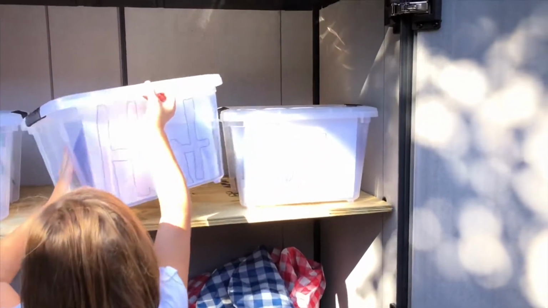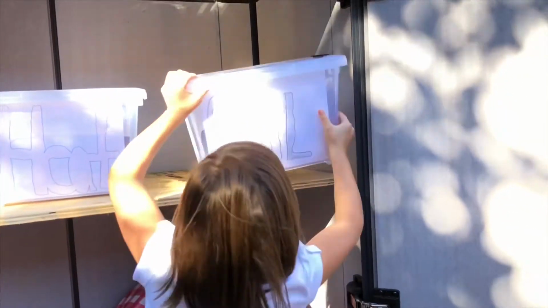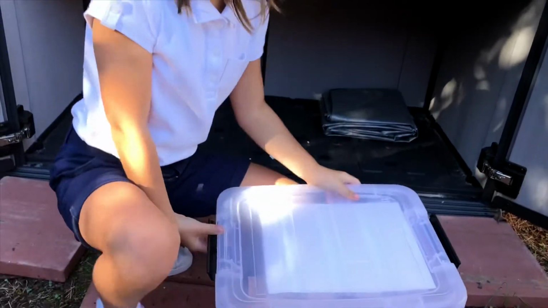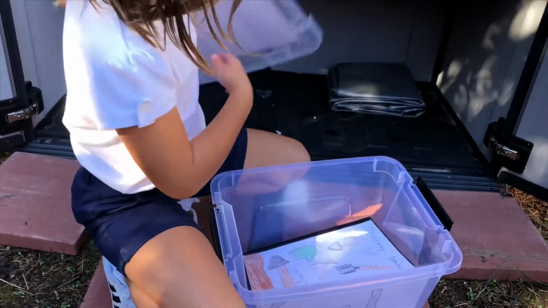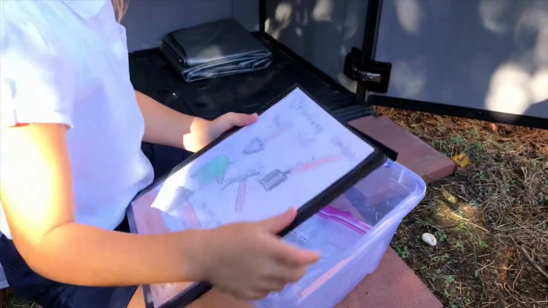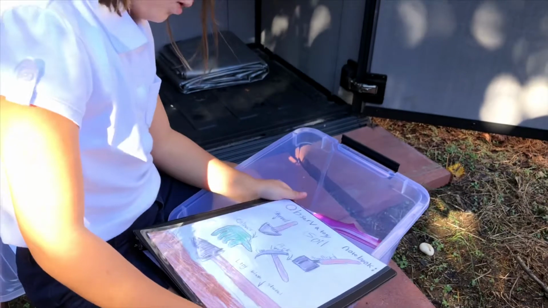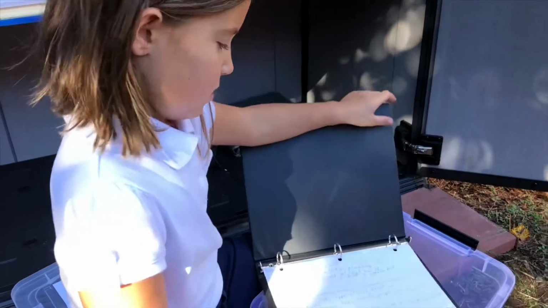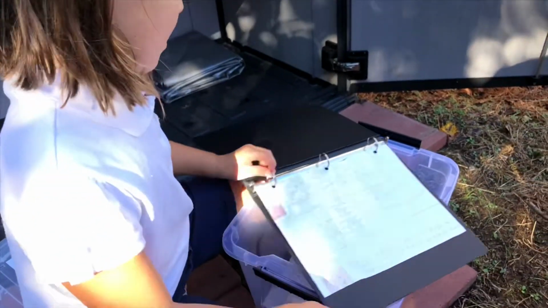Now let's get our soil box down. Okay. Up. Inside we have an observatory notebook. This is all the tools that you can look through with soil on the front. This was written by Russell.